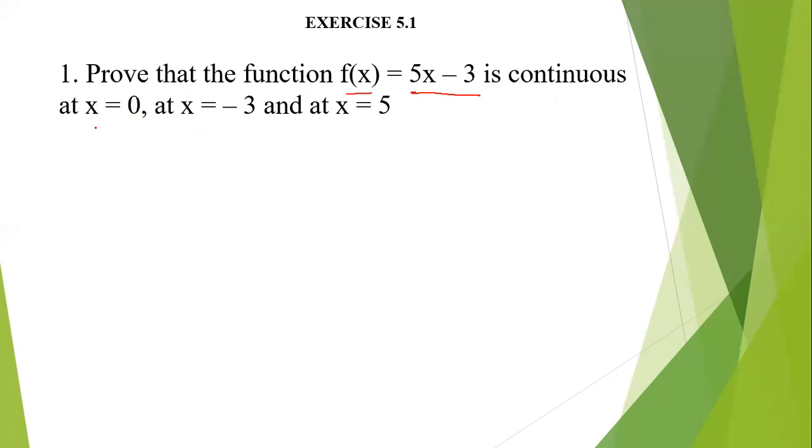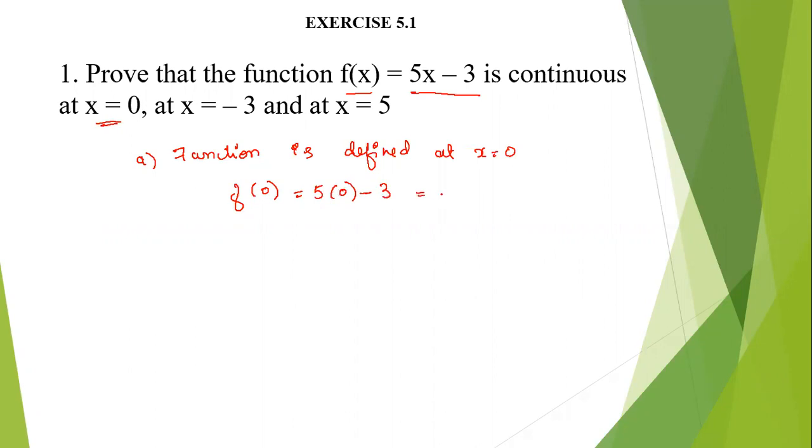So function here, it is defined at x is equal to 0, correct? So function is defined at x is equal to 0. And what is the value of the function at x is equal to 0? What will be that? So 5 into 0 minus 3. So this will be nothing but minus 3. Now our functional value at 0 is minus 3.